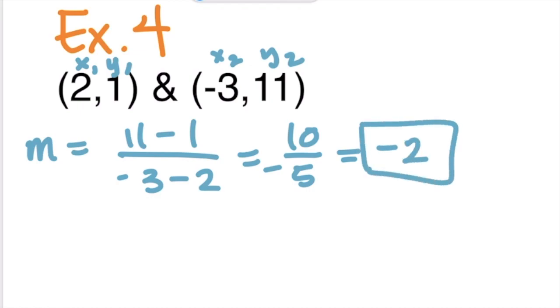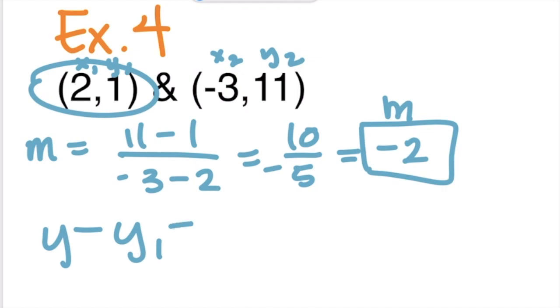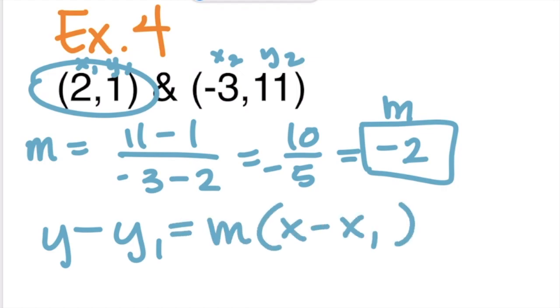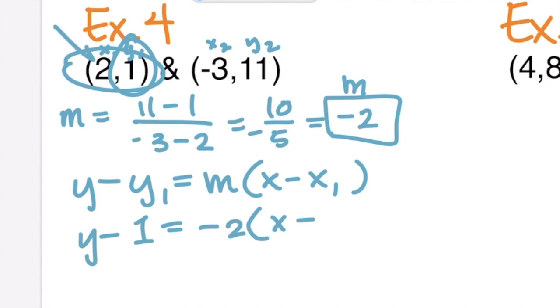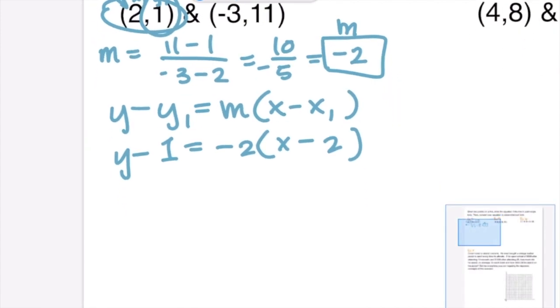So now what we have is our m value, and we have 2 points, so we can choose one of the two. I'm going to choose this one because I don't like negatives. So now this becomes our x1, y1 in our equation. So let me rewrite point slope form without plugging in any numbers first. So y minus y1 is equal to m times x minus x1. And what do we put in place of y1? That number right there. So y minus 1 is equal to our m value we found, negative 2, times x minus x1. Our x1 is 2.